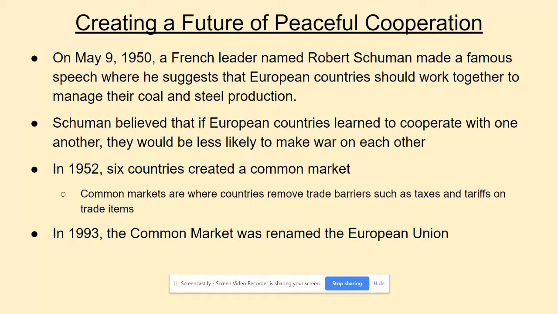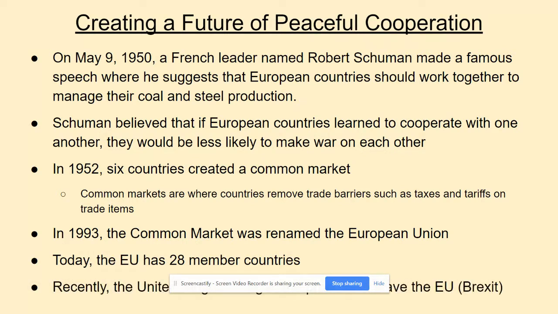More countries joined after a few years, and then in 1993, the common market was renamed the European Union, and even more people joined it. So today, we have 28 members that are part of the EU, which originally started off as 6.